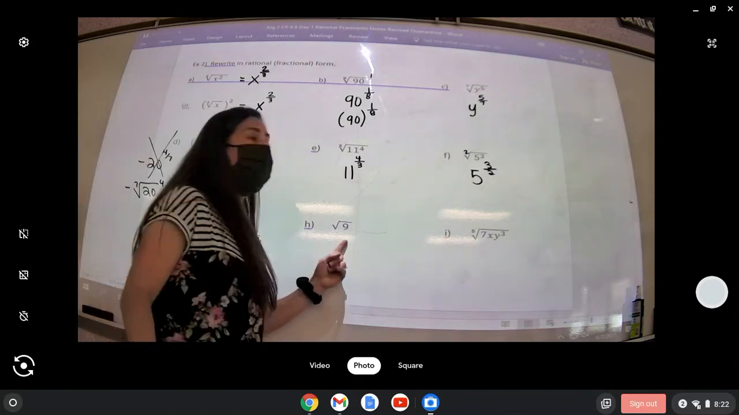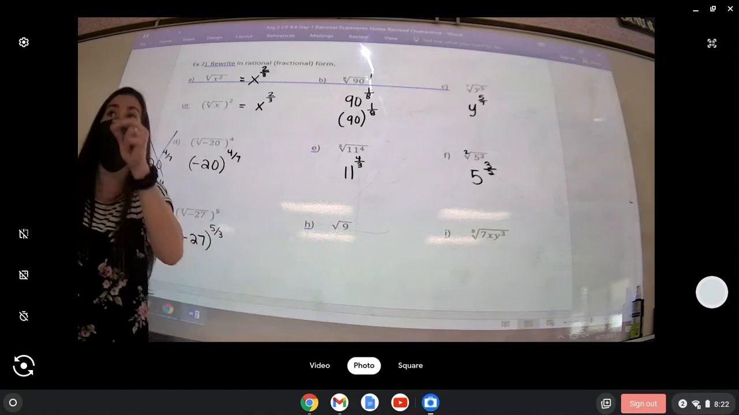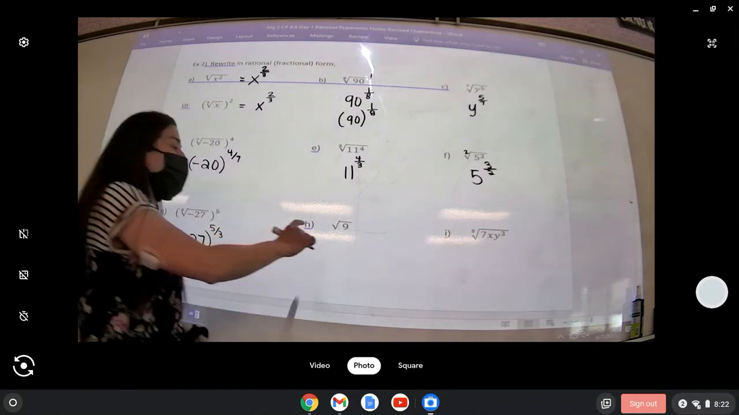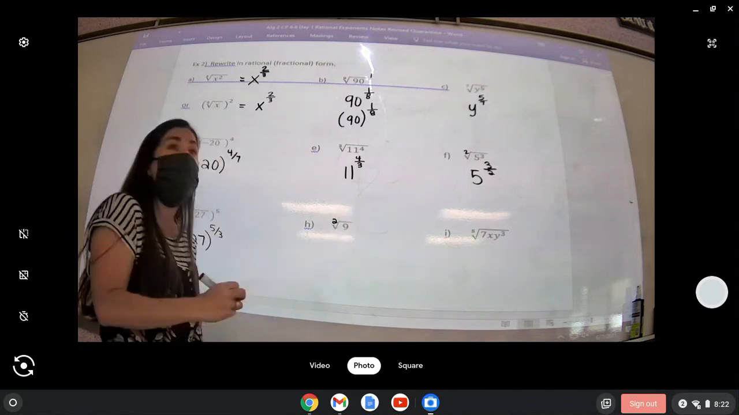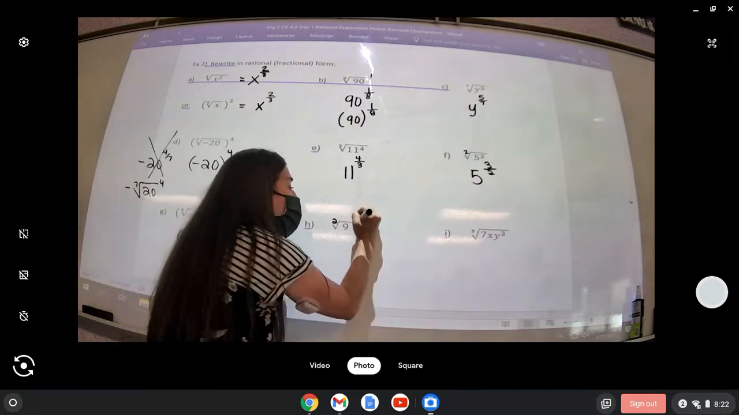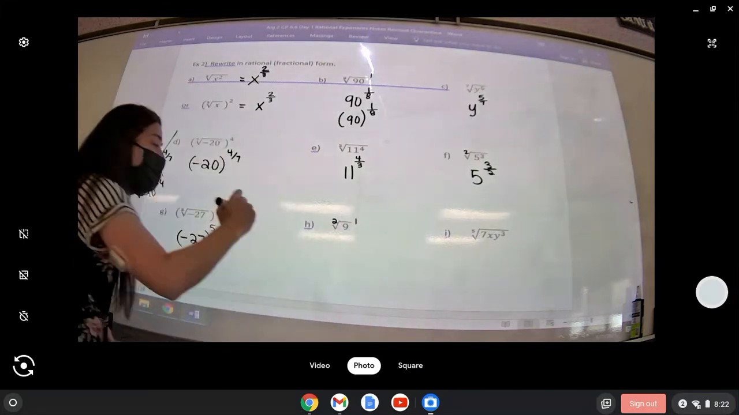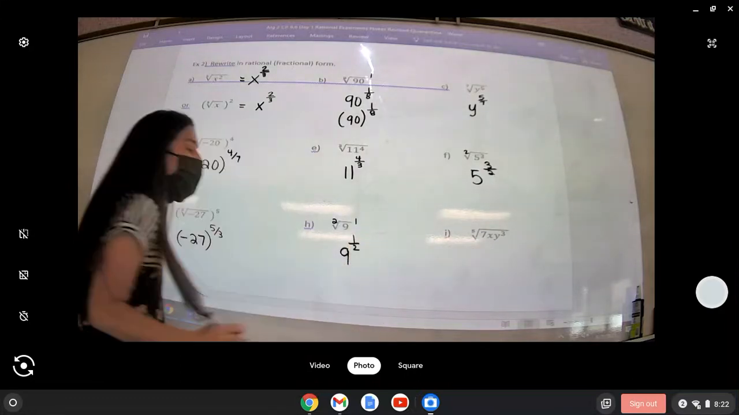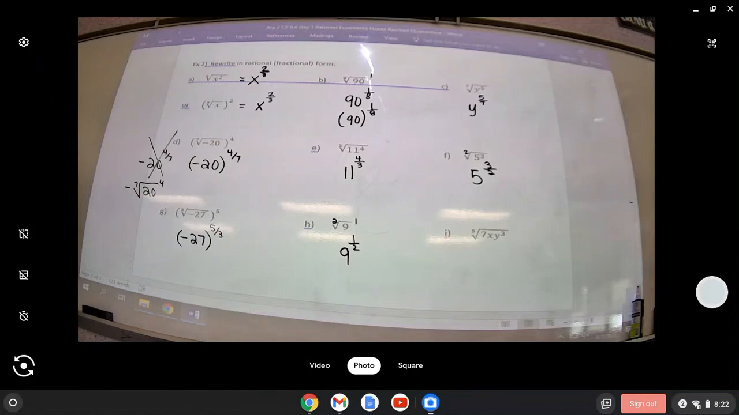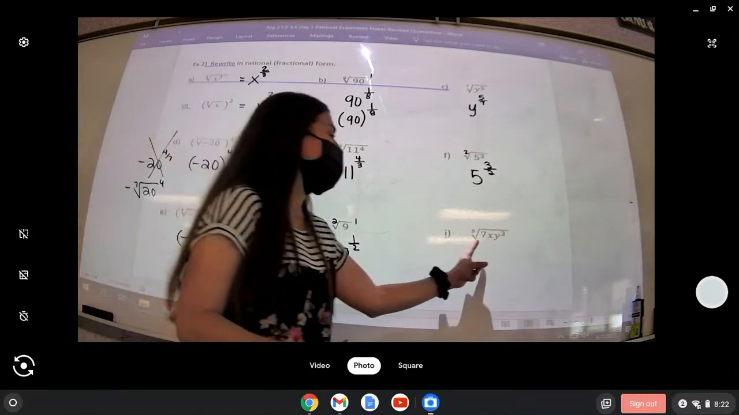Okay? Guys, if we have to rewrite this back as a fractional rational exponent, what root is assumed to be here? Square root. And what power is assumed to be here? 1. So when you put this back, it'll be 9 to the power over root, 1/2. Remember, square rooting something is the same thing as raising it to the 1/2 power. And then the last one.